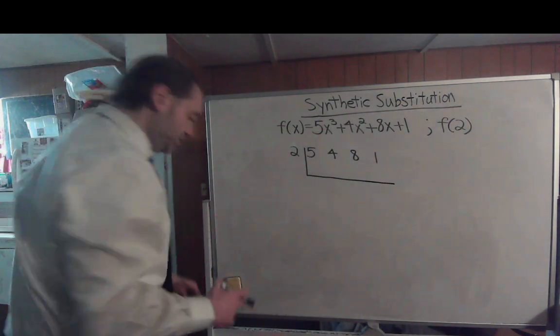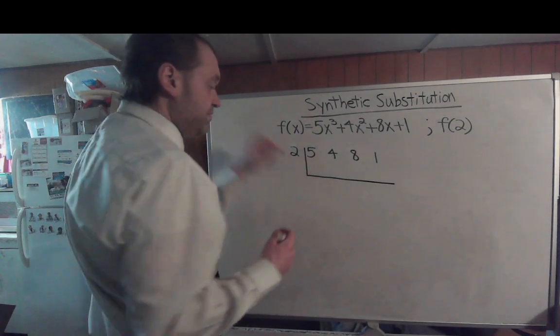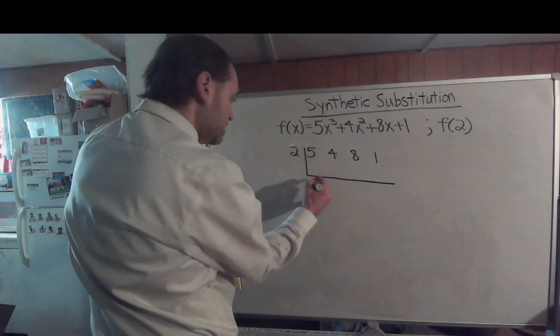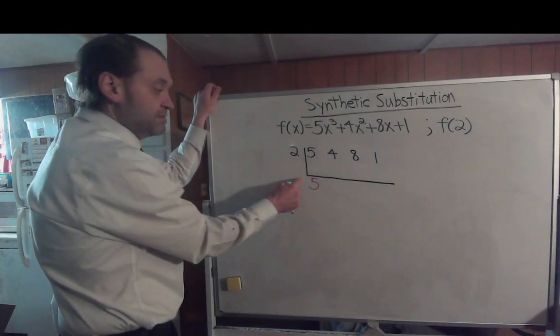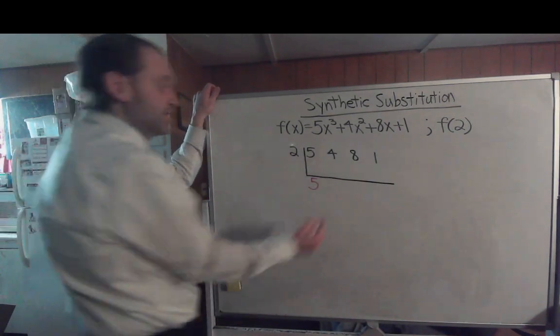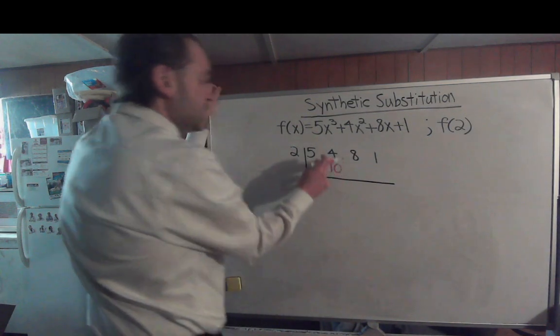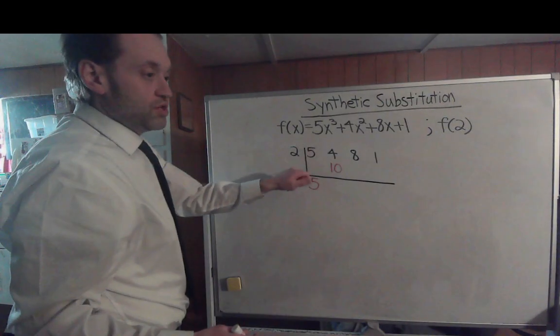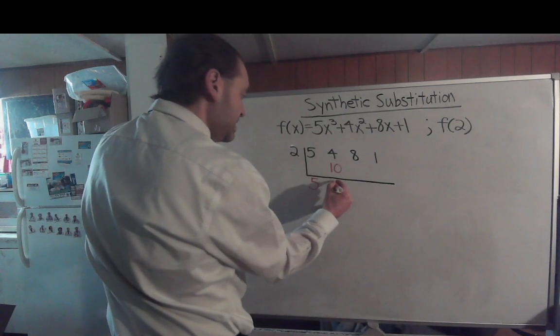So first thing you have to do is bring down that 5 from up here. So you'll have 5. Next, you're going to take 2 times 5. What is 2 times 5? That's 10. You'll put that right below your 4. Then you'll take that 4 plus 10. What do you get, 4 plus 10? That's 14.